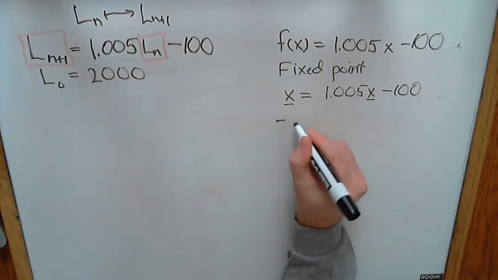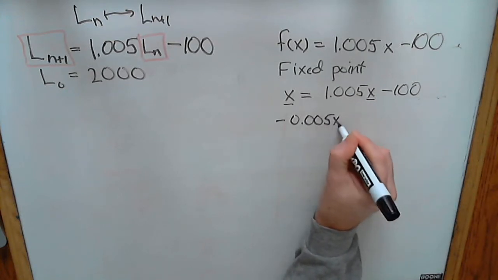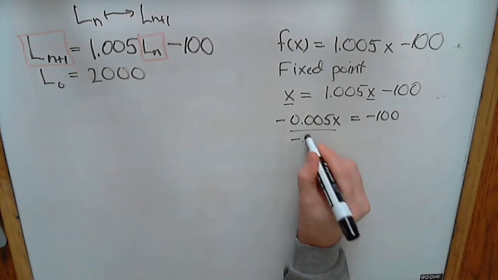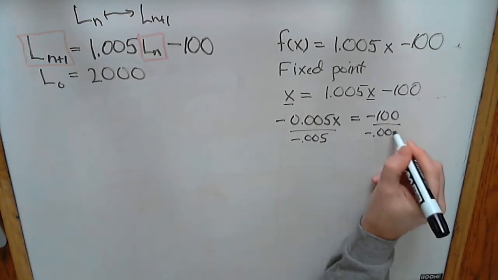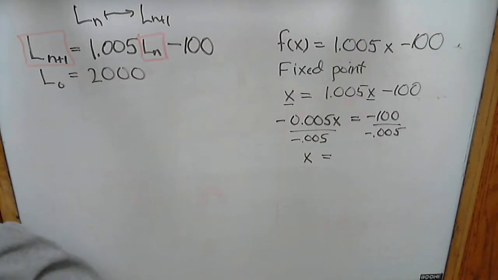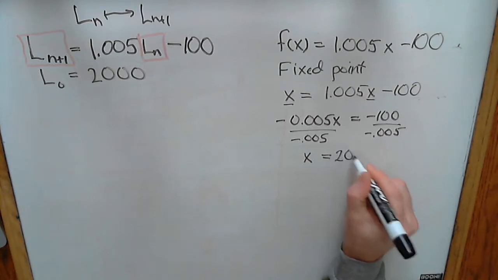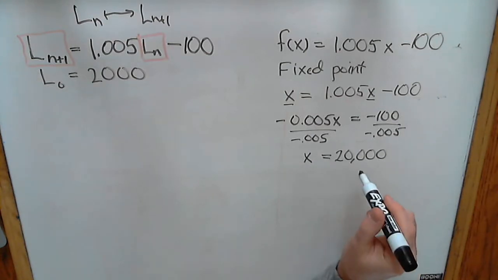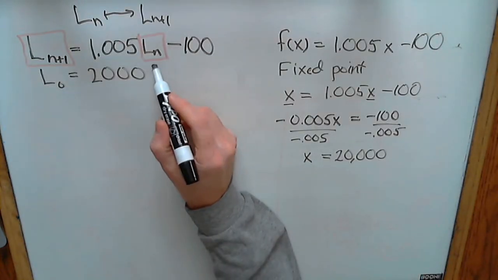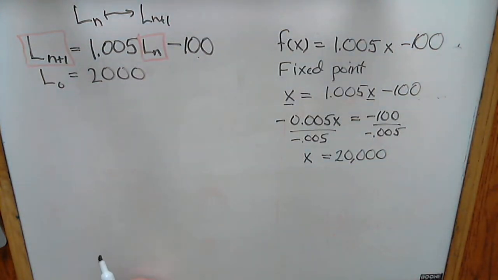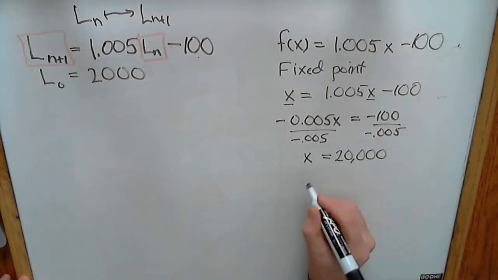I'll subtract 1.005x from both sides. And then I can divide by negative 0.005. And x is equal to, let's see what that is, 100 divided by 0.005. That's 20,000. What that means is if I started with a loan of $20,000 and I was charged 6% interest a year, and I only paid $100, my balance would stay that forever. This is my fixed point.